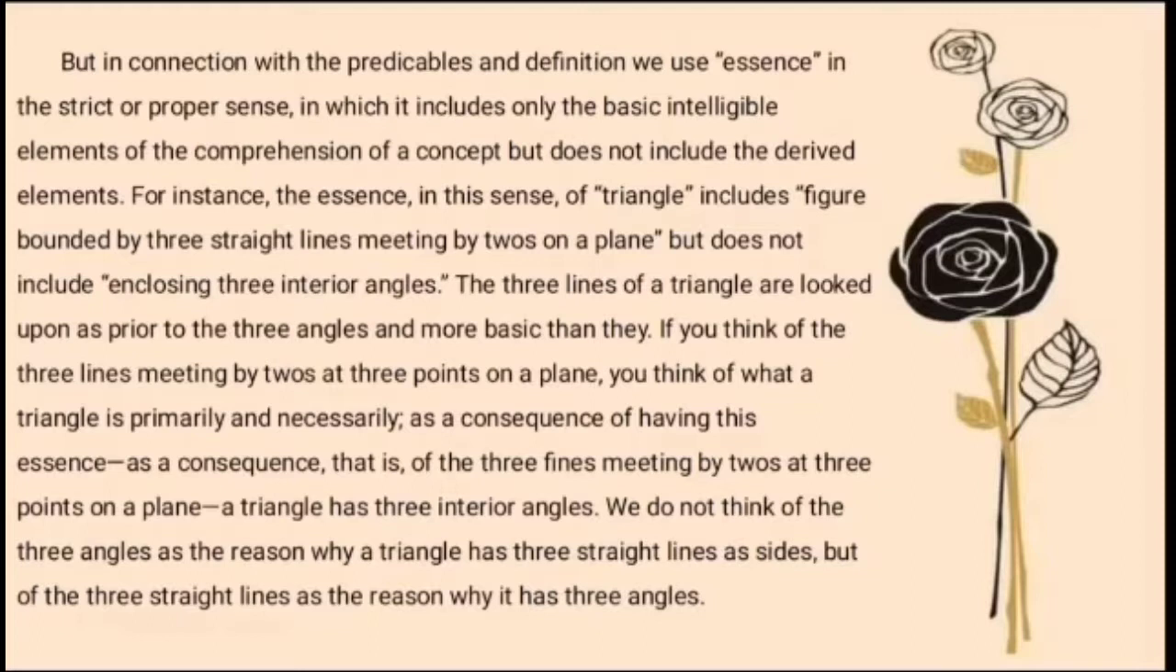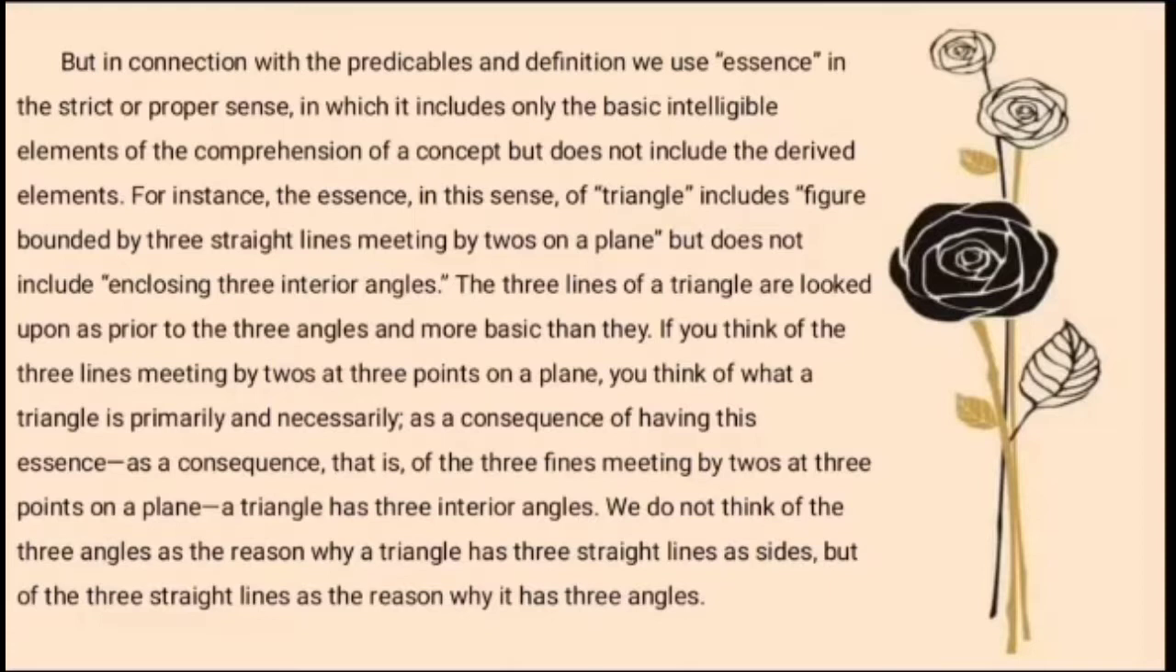For instance, the essence in this sense of a triangle includes figure bounded by three straight lines meeting by twos on a plane, but does not include enclosing three interior angles. The three lines of a triangle are looked upon as prior to the three angles and more basic than they. If you think of the three lines meeting by twos at three points on a plane, you think of what a triangle is primarily and necessarily.